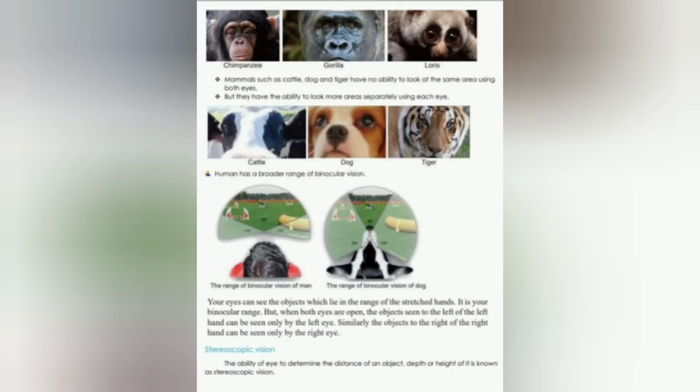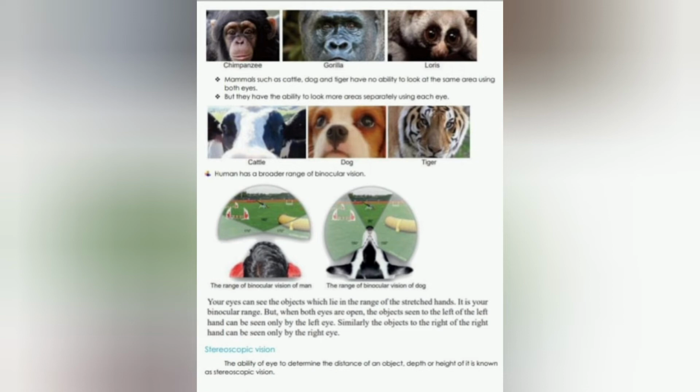Mammals such as cattle, dog and tiger have no ability to look at the same area using both eyes, but they have the ability to look at more areas separately using each eye. Humans have a broader range of binocular vision. In the given diagram, you can observe that the range of binocular vision of man is broader than a dog.